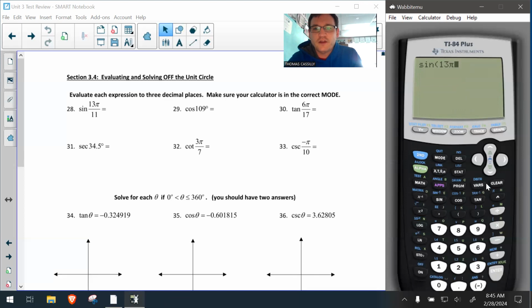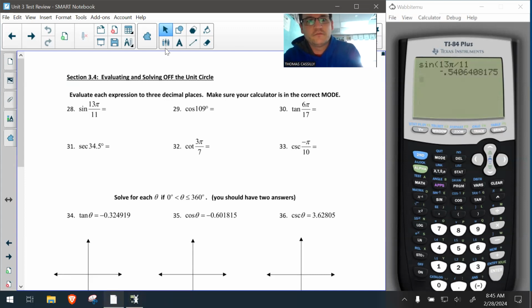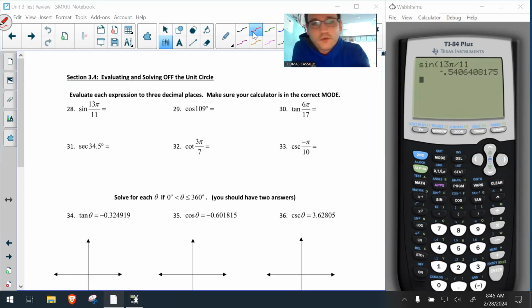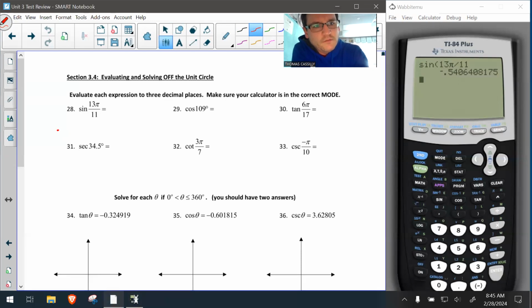So second caret is going to get you that pi symbol. 13 pi divided by 11, and then just punch that in. That's what they're asking for. They want that to 3 decimals. So let's grab 3 decimals here. And hopefully my computer is going to cooperate. So we get negative 0.541.